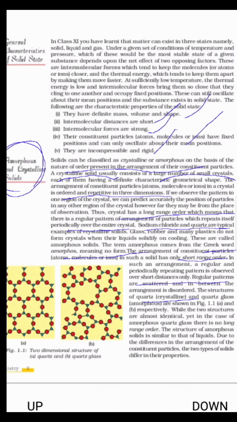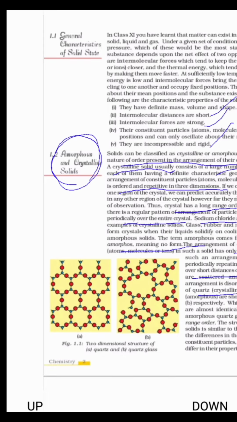Okay, the structure of quartz. Here they have given the structural arrangement of the particles in quartz as well as quartz glass. Look at that. Here is the structure of quartz. From this we can understand that a regular, clear pattern is present. Here the arrangements are specific, a specific order, like that, like that. So we can predict what the next arrangement will be. That is the specialty of quartz, and that is an example of a crystalline structure.